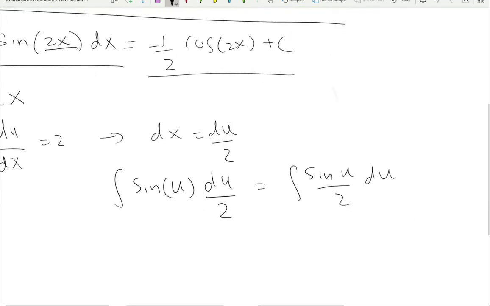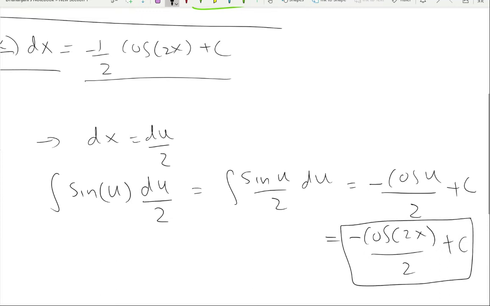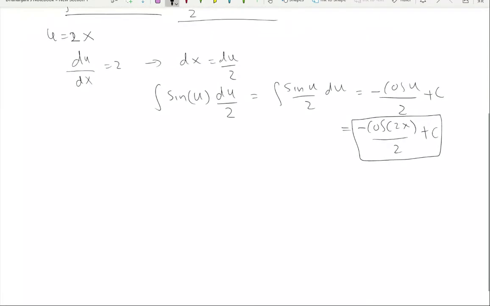So you are integrating sine u over 2. If you integrate sine, what do you get? Negative cosine u, and this half comes with it, right? It's a constant multiple. So what is u? 2x. So we get the same thing as what the basic integration rule says. That rule is created out of integration by substitution. I just wanted to show you that in this video. Let's not do question 4 in the exercise because it's similar to this one.